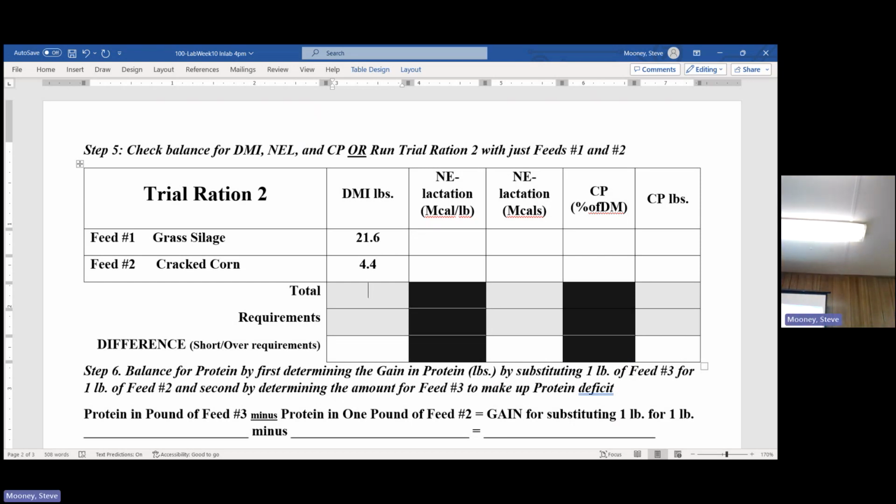So 21.6, 4.4. So how do I get this section right here? Oh, where do I get this from? Nope. Where do I get this from?